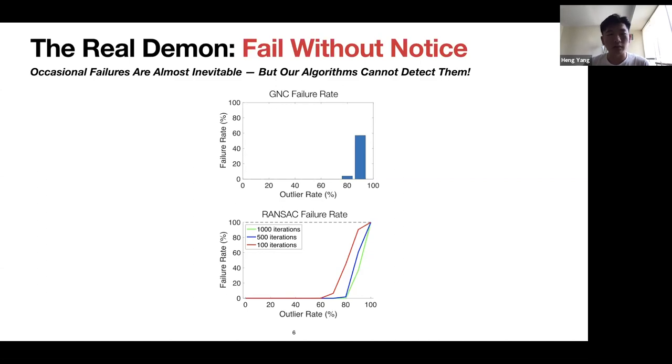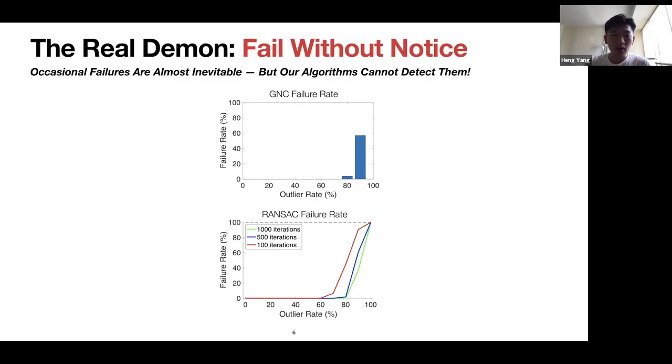So I think there are two answers for this. The first answer is, in most applications, we probably do not care about these occasional failures. For example, in entertainment applications such as VR or AR, these random failures will basically just translate to random glitches in the virtual experience of the user, which don't necessarily matter too much.